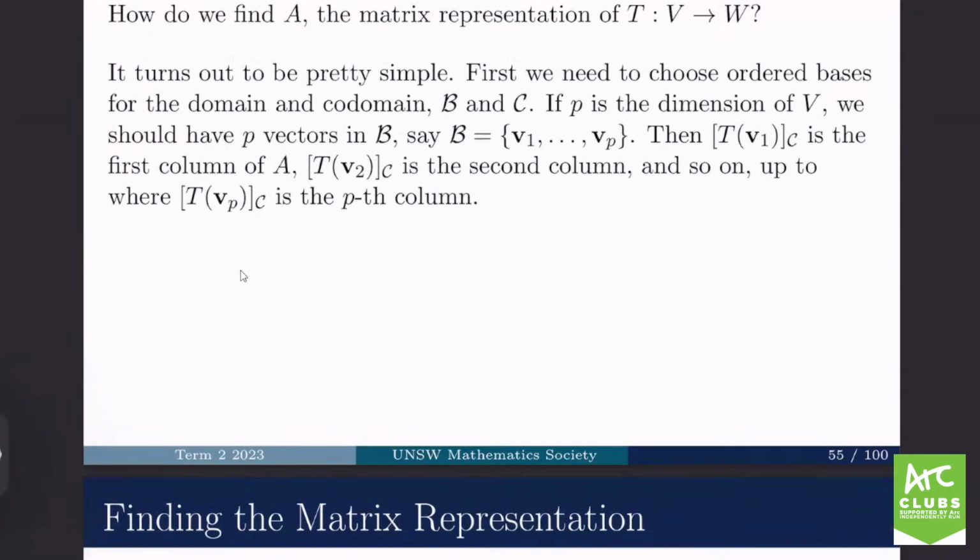Okay. Now, in order to find the matrix A, essentially all we need to do is ask ourselves, where does V1 go under the linear transformation? So we take the first basis vector and then we map it under T. If we map it under T, what we're going to get is some vector, T of V1, right? And now in order to find the matrix, remember this is in our codomain, so we need to express it with respect to the basis C, okay?